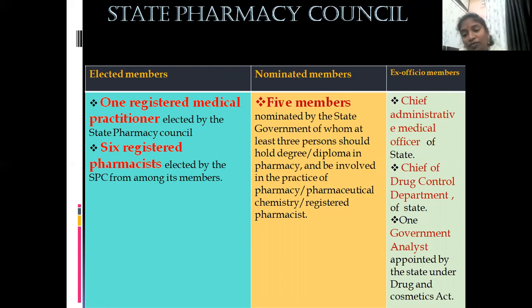Here the chief of the state drug control department is an ex officio member, and 1 person from the government analyst appointed by the state. Here we have to mention a state under the Drug and Cosmetics Act. In the PCI, the ex officio member is the director of the drug laboratory; here the government analyst is appointed as an ex officio member.